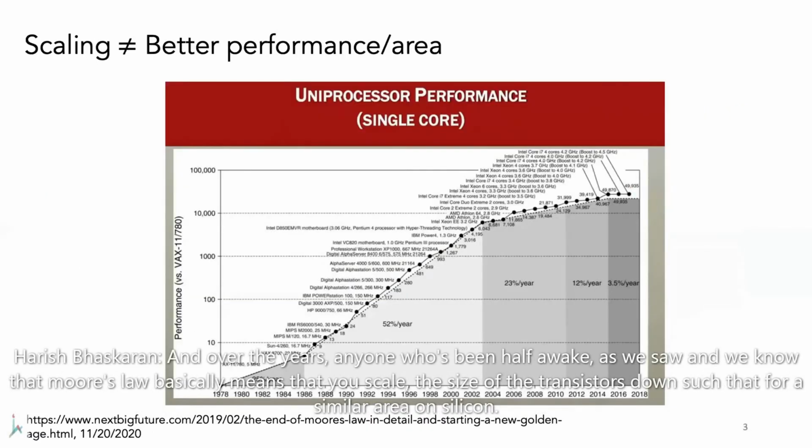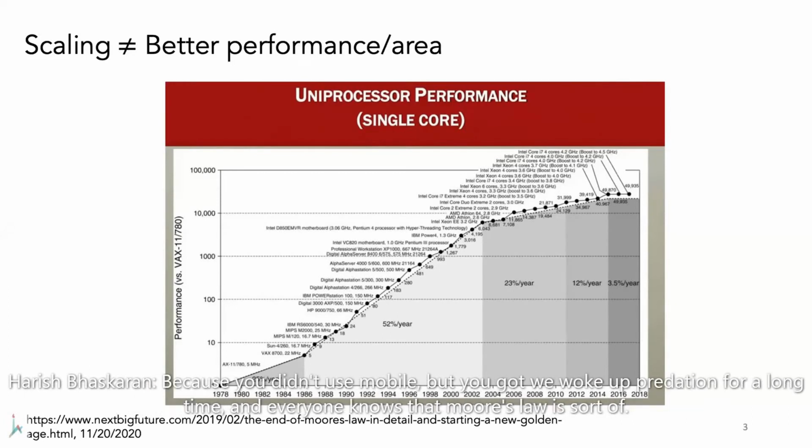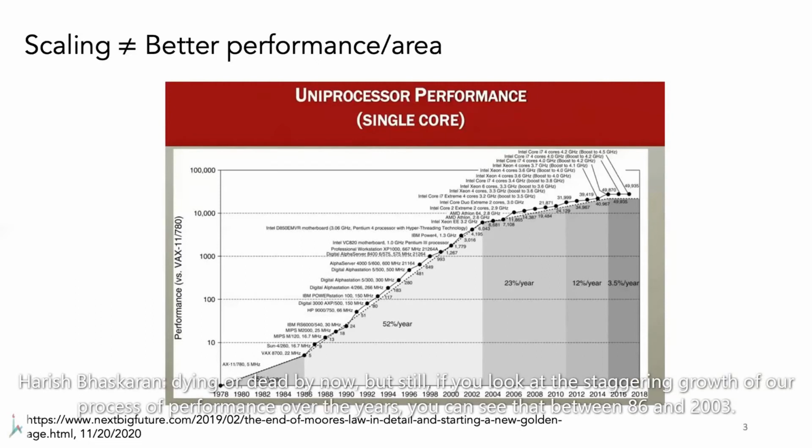And over the years, anyone who's been half awake has heard of Moore's law. And we know that Moore's law basically means that you scale the size of the transistors down such that for a similar area on silicon, your processing power goes up dramatically without changing the power required for that area to be processed. So effectively, scaling gave free gains because you didn't use more power, but you got way more computation for a long time. And everyone knows that Moore's law is sort of dying or dead by now.